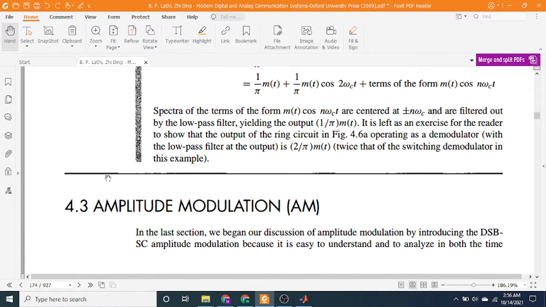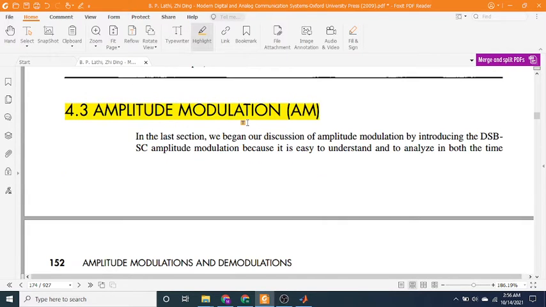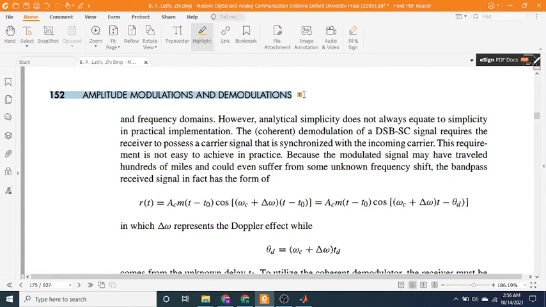4.3 Amplitude Modulation (AM). In the last section, we began our discussion of amplitude modulation by introducing the DSB-SC amplitude modulation because it is easy to understand and to analyze in both the time and frequency domains. However, analytical simplicity does not always equate to simplicity.